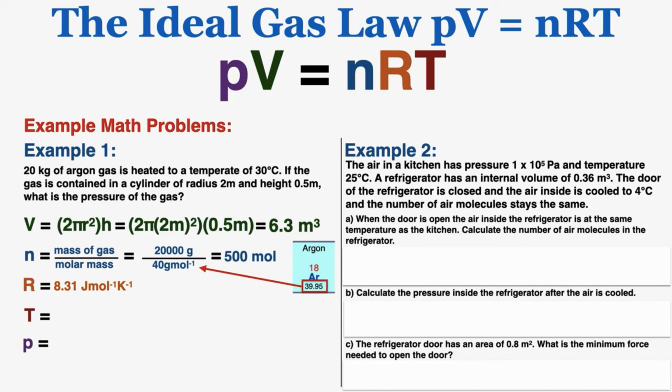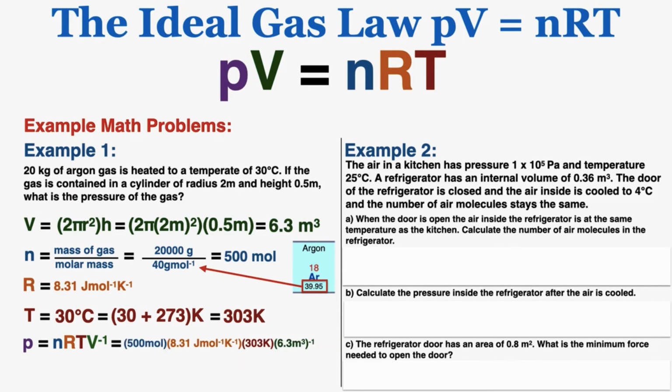R is always that same constant no matter what. And T is 30 degrees Celsius, but I need that measured in Kelvin. So I add 273 to get 303 Kelvin. To find the pressure, I just use the equation and isolate P, so I divided both sides by V. And when I plug in all the numbers that I have, I get a pressure of 2 times 10 to the 5th pascals. So that's how you would solve the math problem using PV equals nRT.